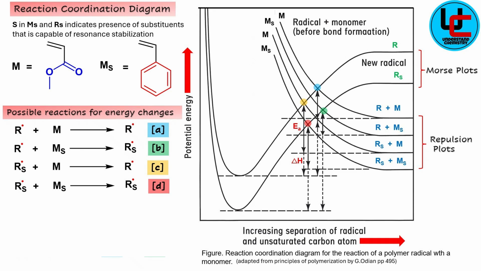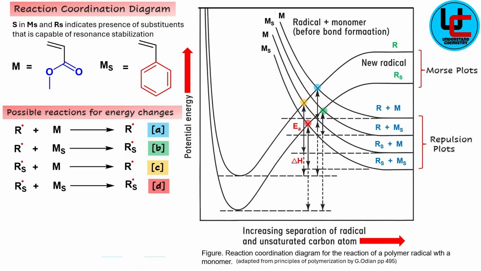Reaction B corresponds to intersection highlighted in green. Here, a standard radical reacts with a substituted monomer. The resonance stabilization of MS lowers the activation energy, making this the fastest reaction. Reaction C corresponds to intersection highlighted in orange. Here a substituted radical reacts with a regular monomer. The radical is stabilized, so it's less reactive, and the monomer is not activated. This leads to higher activation energy and slower kinetics.